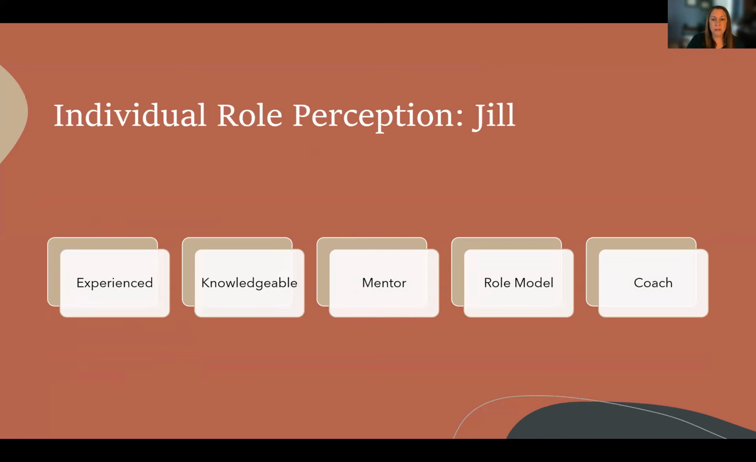So the individual role perception of Jill. Jill has 10 years of experience on a neurosurgery unit and is competent in her skills and knowledge. She has oriented several new team members over the years and views herself as a mentor, role model, and a coach.